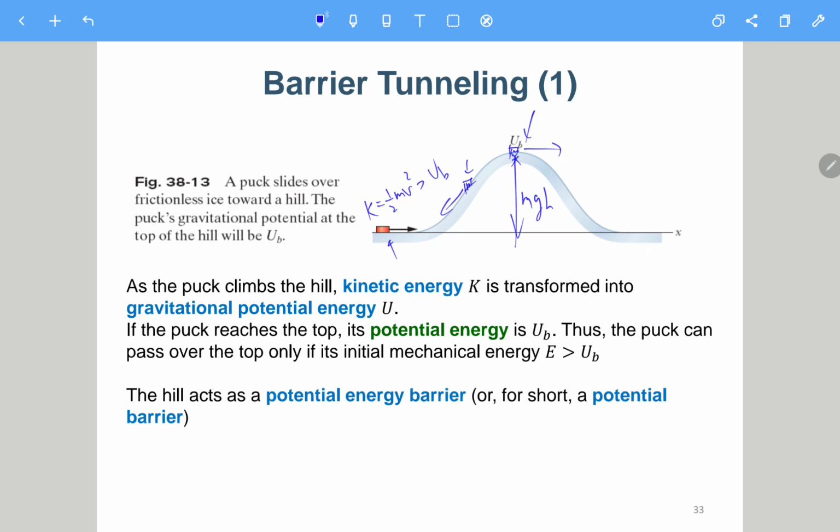So this is for the classical mechanics case, and in quantum mechanics it is the other way around. This particle may have some probability to go through this so-called barrier. So we have the barrier tunneling effect. In Chinese, we call it 串隧效应.